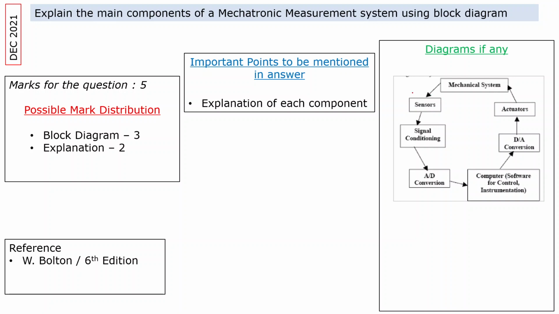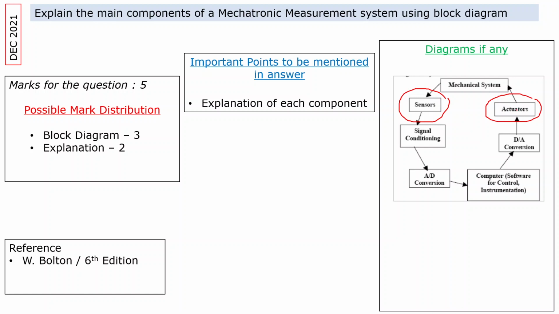So in module 1 you are studying about different types of sensors, and in module 2 and module 4 you are studying about different types of actuators like pneumatic, hydraulic, electric actuator, or mechanical actuator. So this is the block diagram.